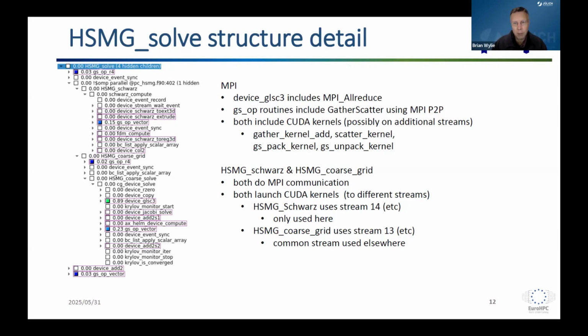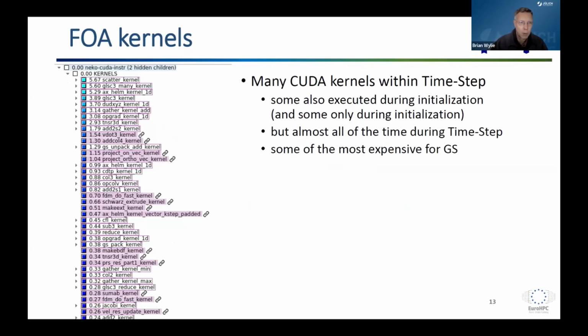Some of them are being executed on different streams, so they can be overlapped or executed in parallel on the GPU. Here's a list of the different kernels that we're seeing. It's a compressed list here because the list is actually very long, but we can see at a glance that some of the kernels which are the most expensive are the ones related to the gather scatter. So the collection and distribution of data between kernels, between processes.